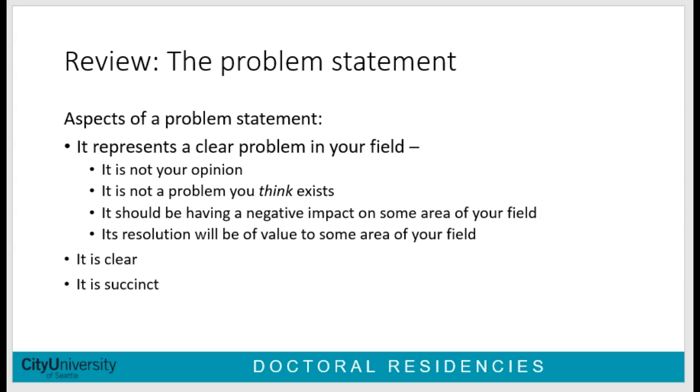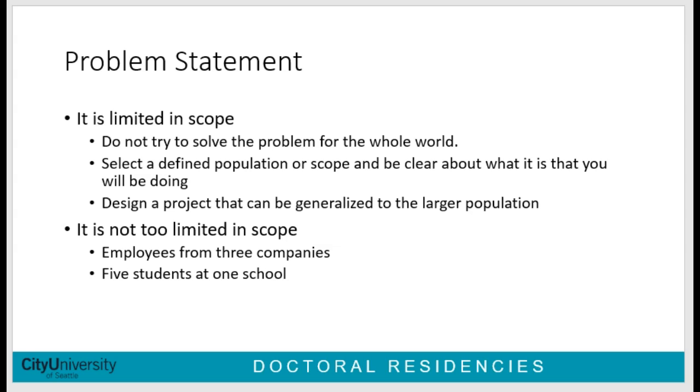This means that it needs to be important to more than just you or your specific school or your specific organization. It needs to be something that is going to help the entire field. It needs to be clear and it needs to be succinct. The problem statement needs to be limited in scope. You can't solve problems for the whole world. We know that there are some huge problems out there right now. However, we can't solve those kinds of problems.